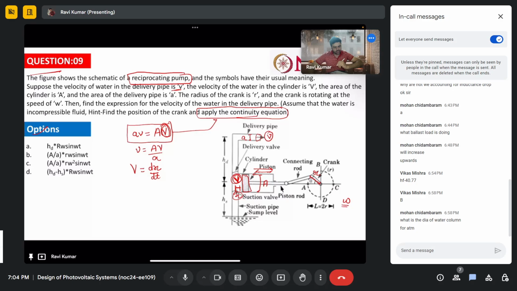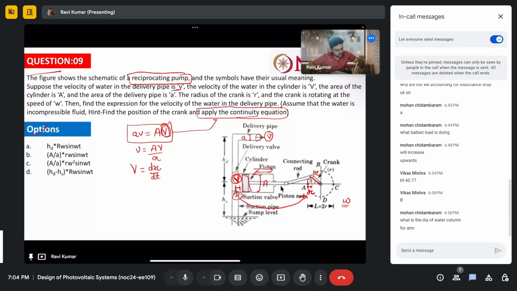Right? Now this x here, if it is rotating like from here to here, let's say this. So this x and this x will be equal. So here what we are doing, we are connecting this x to the speed of this crank, or we can say rotation of this crank.